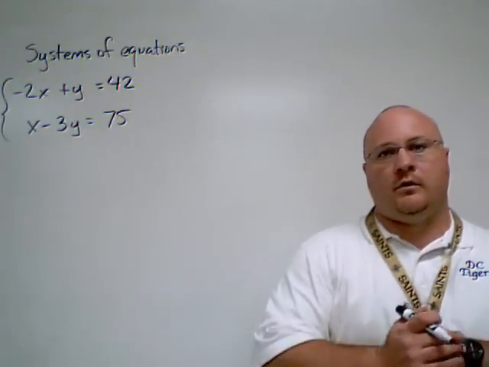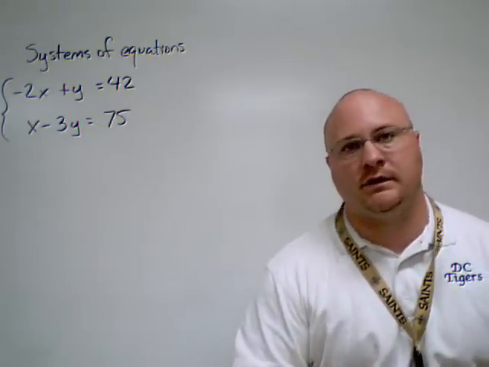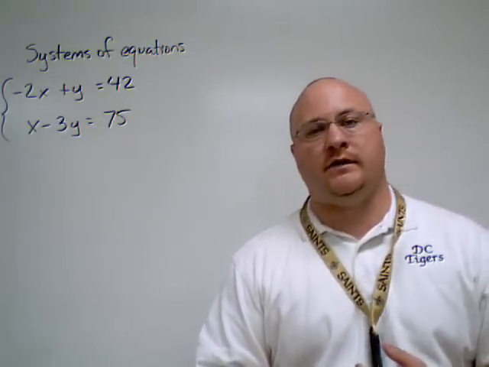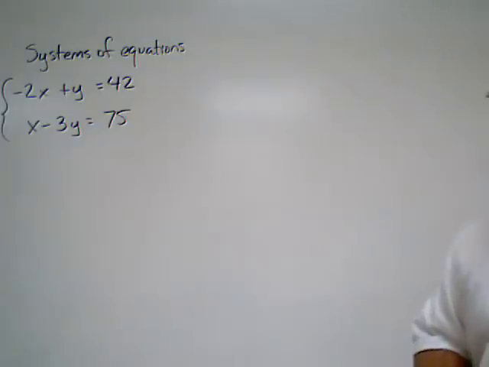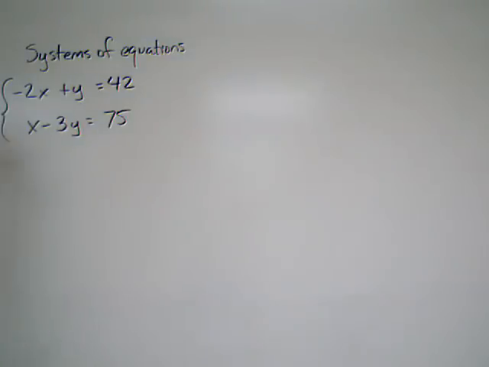Okay, we want to talk more about systems of equations and how to solve them using matrices. First, we're going to use a method that you've already seen before. Okay, we're going to take a regular system of equations. All right, we got negative 2x plus y equals 42, and x minus 3y equals 75. Okay, we're going to solve this actually using substitution first.